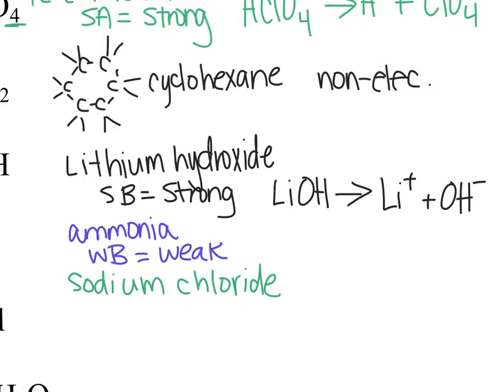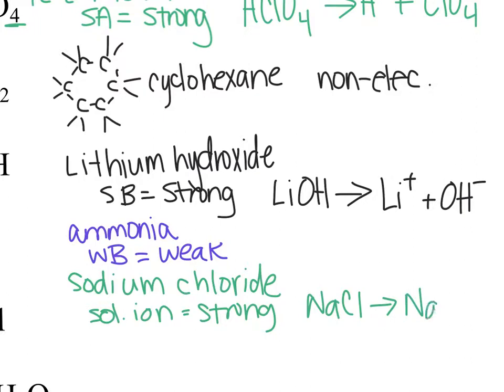All right. So we have NaCl, sodium chloride. What do you think? Strong, because this is a soluble ion. Yes? Okay, so we got strong. So therefore, NaCl is going to make what? Na plus and Cl minus. Thank you.